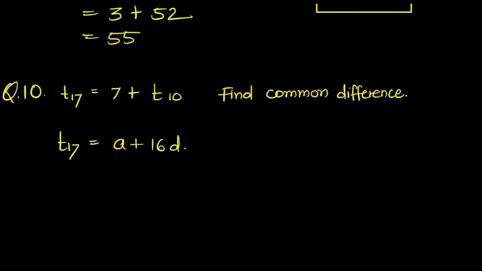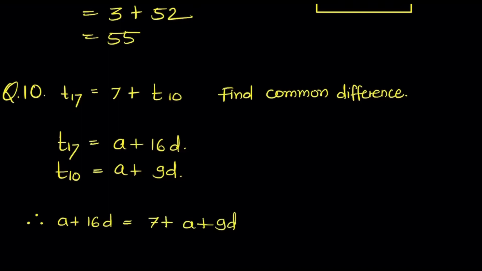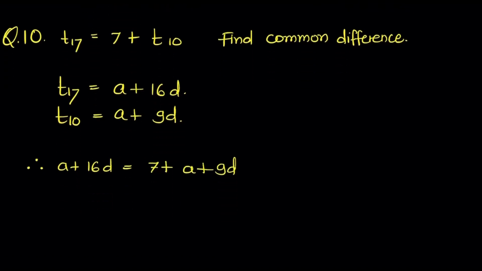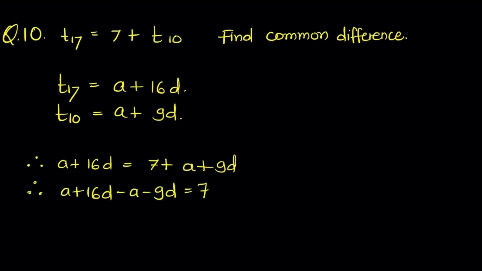T17 is a plus 16D, and similarly T10 is a plus 9D. Substituting these values into the equation, we get a plus 16D equal to 7 plus a plus 9D. Bring all the terms to the left side and put 7 on the RHS. By solving this, you will get 7D equal to 7. So ultimately D equal to 1. Here we get the common difference as D equal to 1.